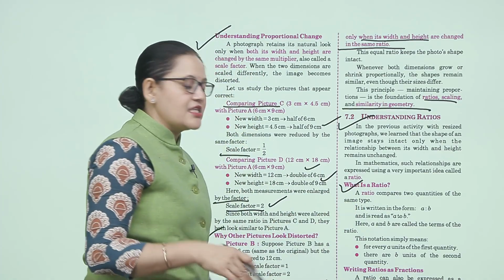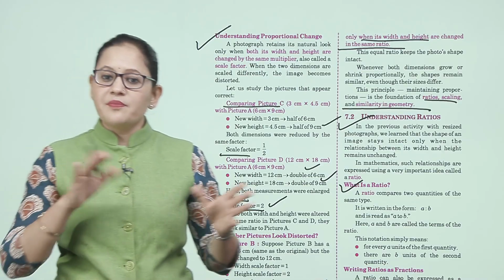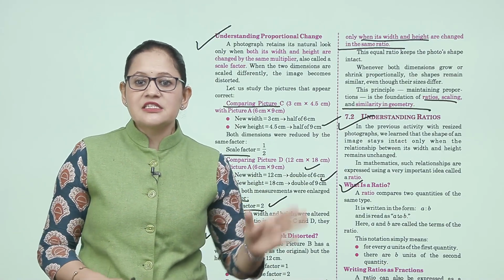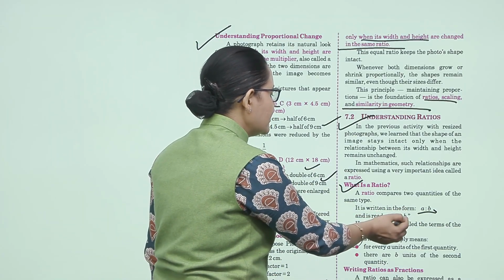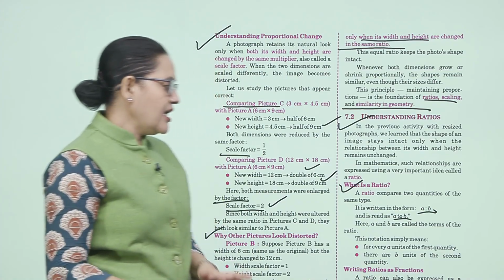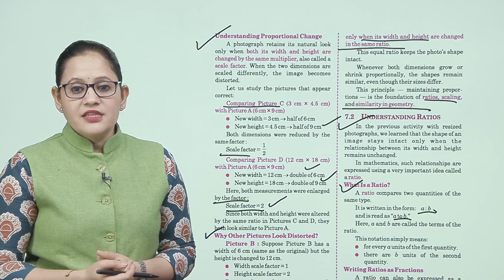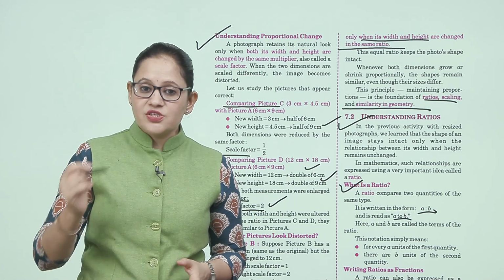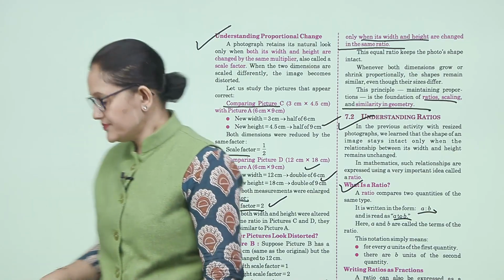A ratio compares two quantities of the same type. In a ratio we compare two quantities that should be of the same type. It is written as A:B and read as A to B. Here A and B are called the terms of the ratio. This notation simply means for every A units of the first quantity, there are B units of the second quantity.